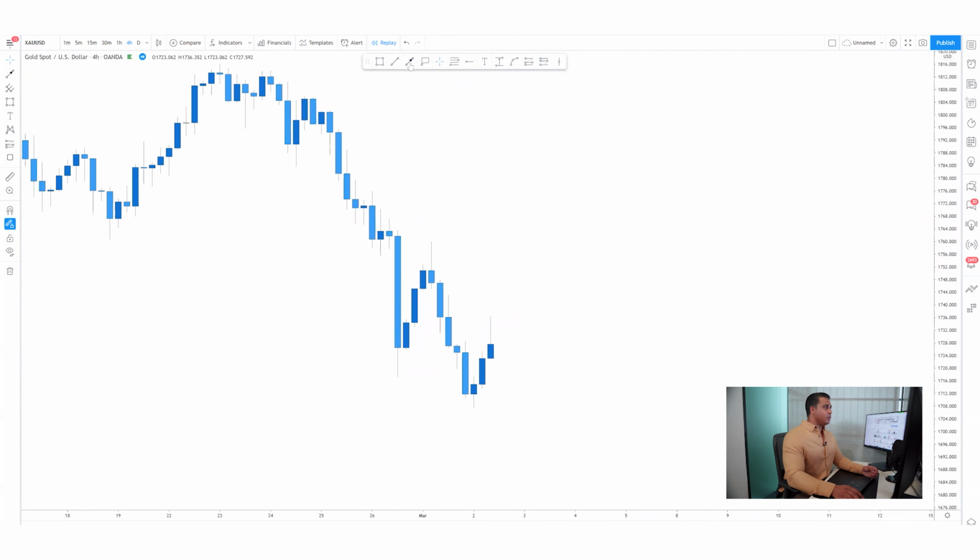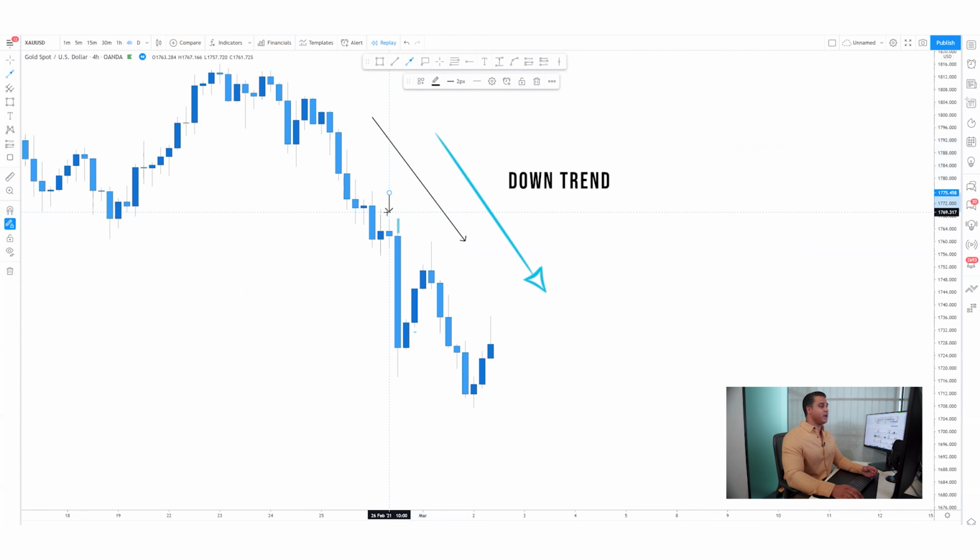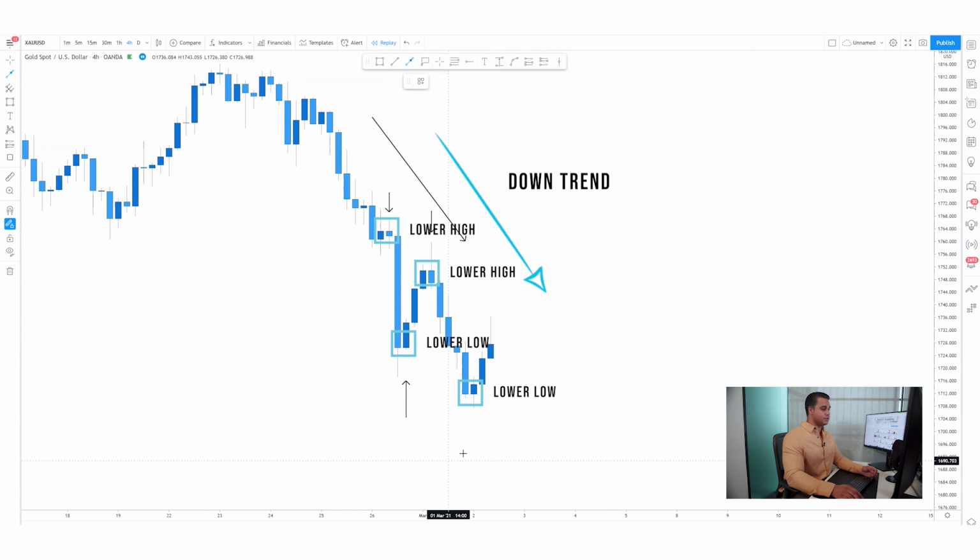So here we have an example here on gold. You can clearly see the market is trending down. We have price creating lower highs and lower lows, lower highs and lower lows.